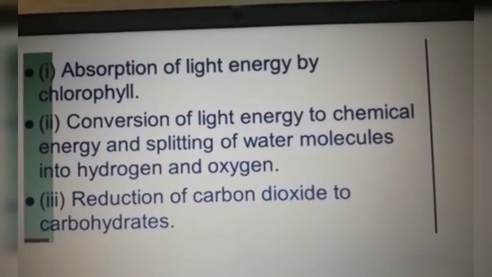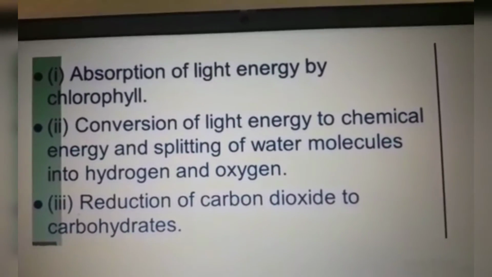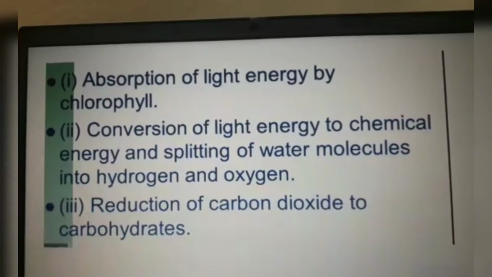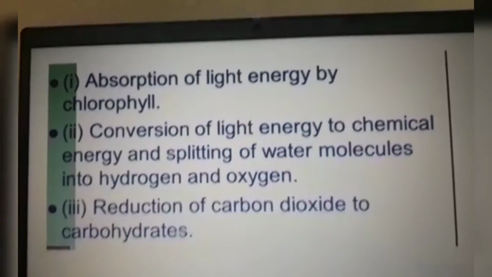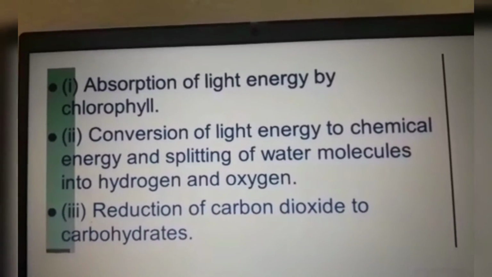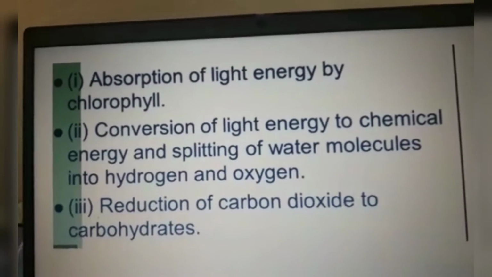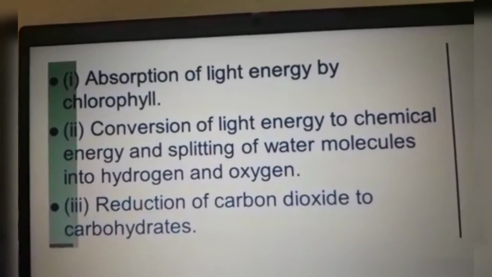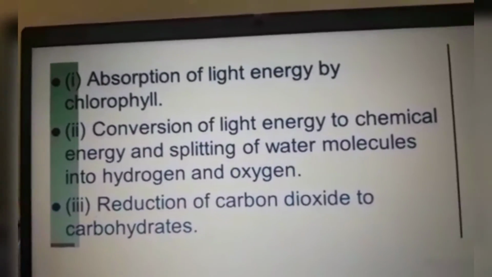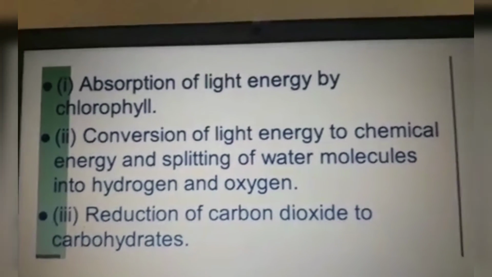You know that oxidation reaction and reduction reaction you already learned in chemistry, in chemical reactions. Okay, what is the meaning of oxidation reaction? The reaction in which oxygen is gained or added and hydrogen is lost. In the same way, what is the reduction reaction? The reaction in which hydrogen is gained or added and oxygen is lost. So here, reduction of carbon dioxide to carbohydrate.